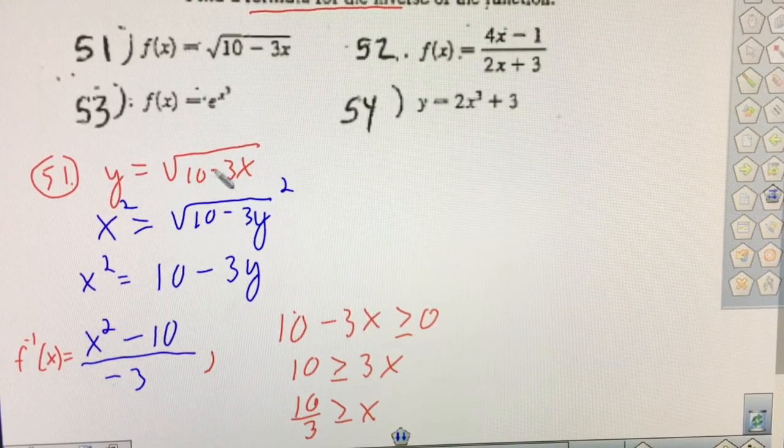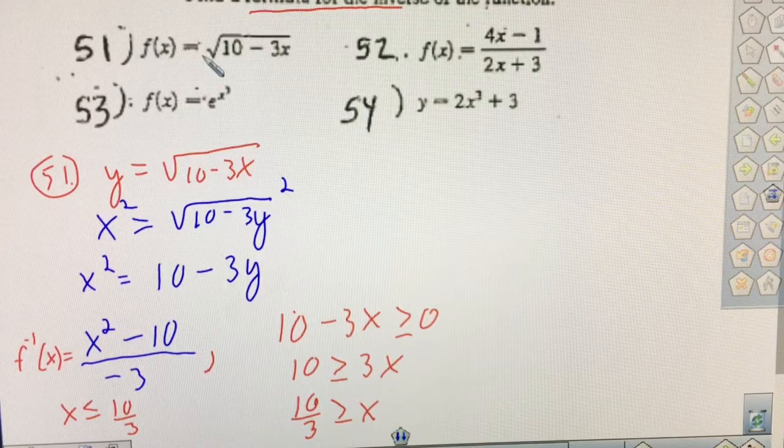So for this particular problem, in order for the inverse to work, x has to be less than or equal to 10 thirds for the original function. For the inverse function, the range would be less than or equal to 10 thirds, but the domain, I'd have to find the range of this. The range of this would be from 0. y is greater than or equal to 0.